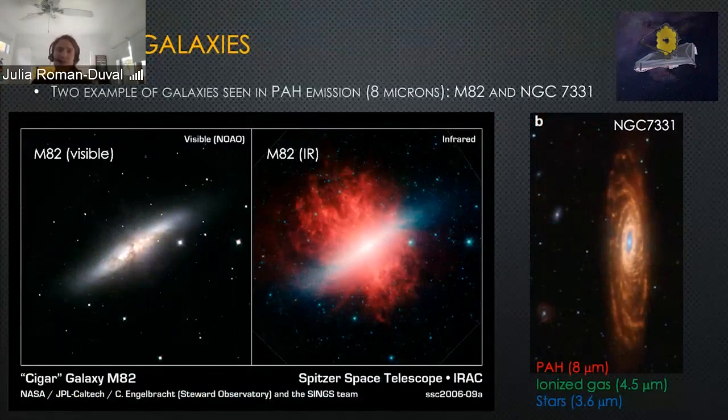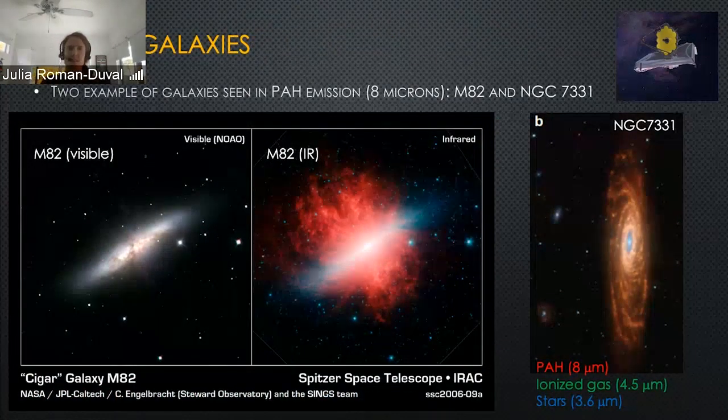So the ISM is full of PAHs, and as a result, entire galaxies also shine brightly in PAH emission. Here's an example on the left, which is M82. In the optical or visible wavelength regime, it looks pretty ordinary. It's a cigar-shaped galaxy. And it is only when you look at it in 8-micron PAH emission that it turns out to be a smoking hot cigar. The PAHs are ejected from that galaxy, either by the powerful winds of massive stars or some kind of AGN activity. But in any case, you can see those super winds in PAH emission at 8 microns with Spitzer.